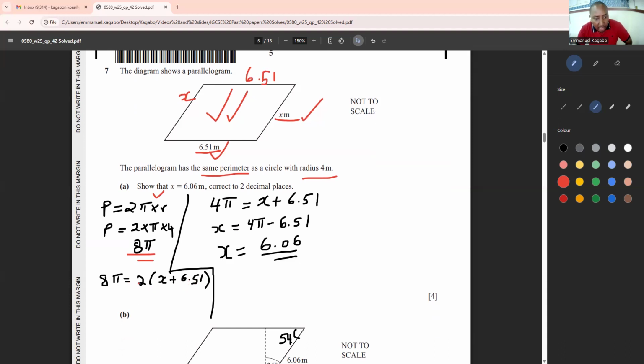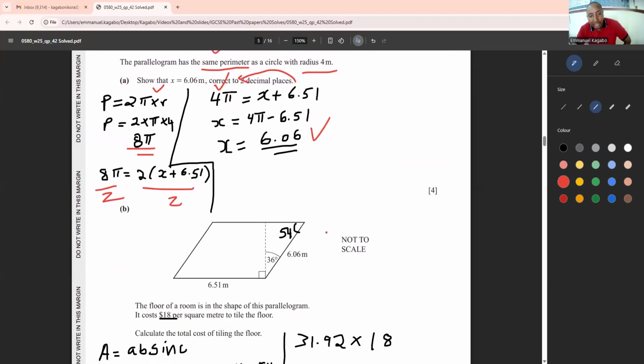6.51. And then to make my life easier, instead of opening the bracket, I divide both sides by 2. Then you get 4 pi here equals to that. Collect like terms, then you bring this on this side, and then that gives you that. That's the value of x.